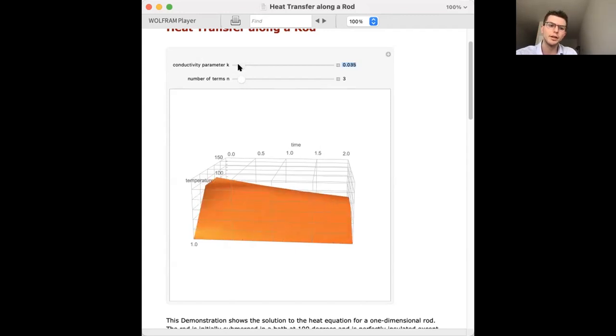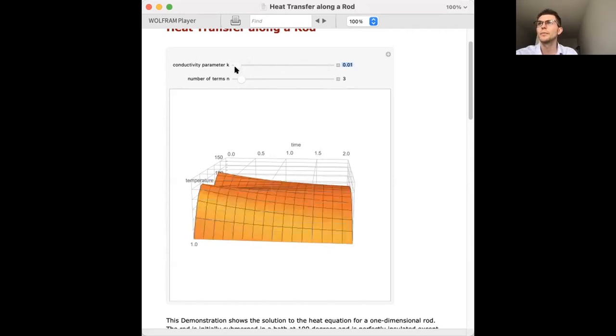What's more important is the qualitative nature, where if you again increase the conductivity, then everything flattens out more easily. And if you decrease the conductivity, everything takes more and more time to flatten out, because there's less transmission of heat, right?